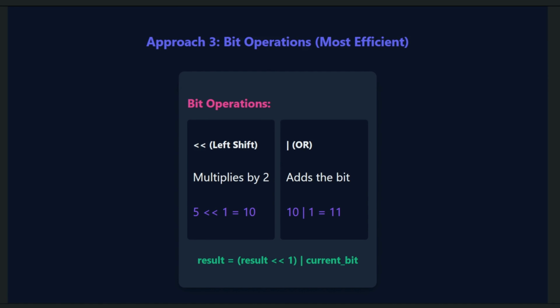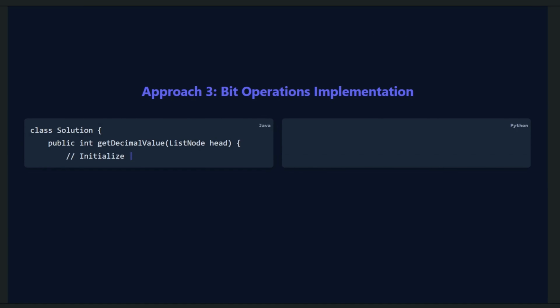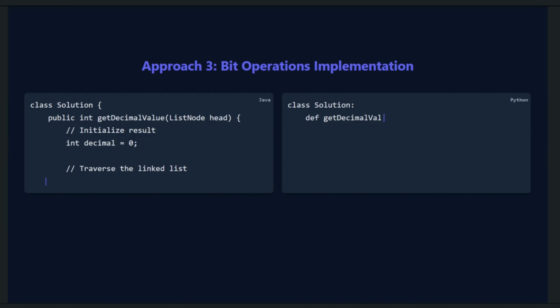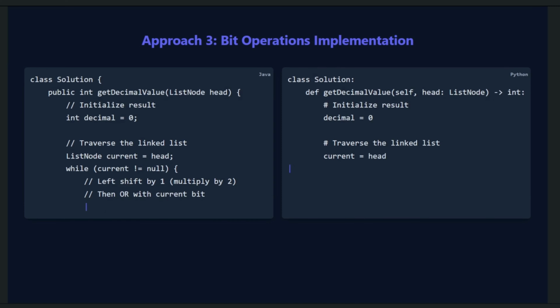The expression, decimal << 1 | current.val, is the heart of this solution. While the performance improvement might be marginal in high-level languages, this approach demonstrates deep understanding of computer science fundamentals. In systems programming or embedded systems, such optimizations can make a real difference.